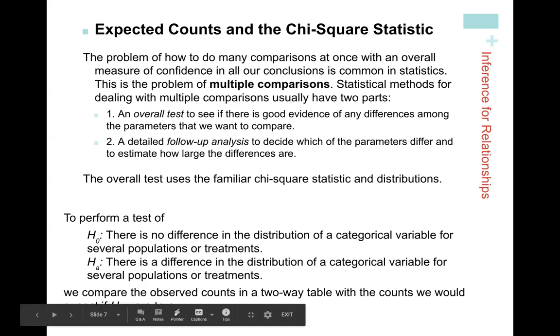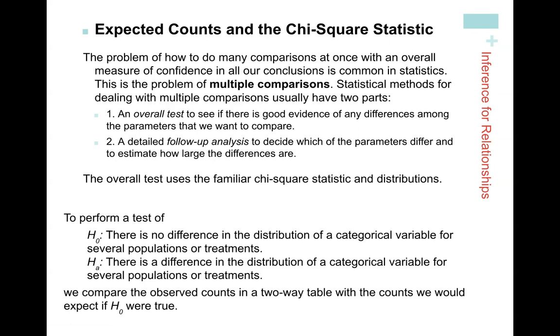We compare the observed counts in the two-way table with the counts we would expect if H null were true. Because remember, we always lead with, let's assume that H null is true. If H null is true, what would the expected counts be? Not the expected proportions, but the expected counts. So you have to get the expected proportions first, and then multiply the expected proportions by n.